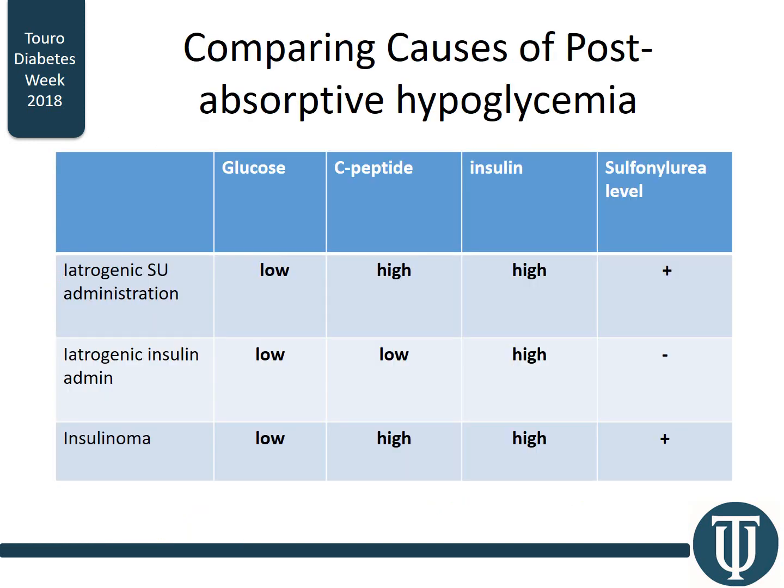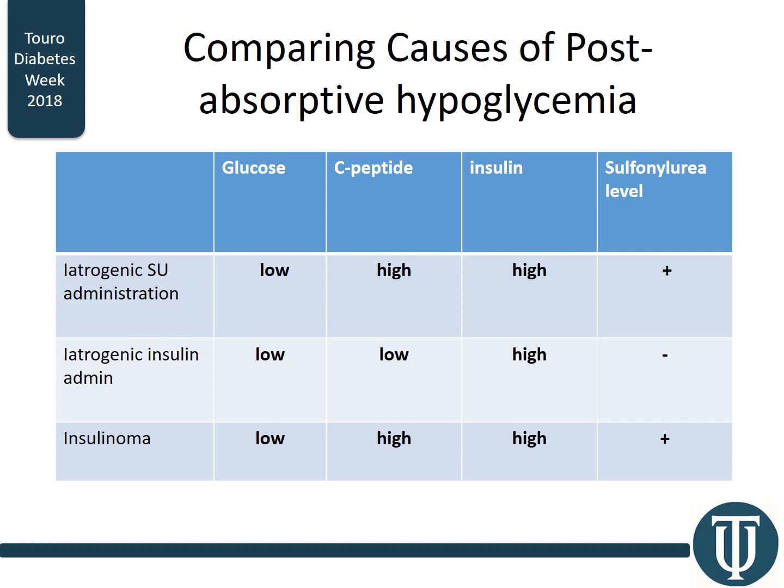So this graph is really meant to compare the causes of post-absorptive hypoglycemia. So again, I have someone who I suspect has post-absorptive hypoglycemia. I've already documented a low reading. And if you look at someone who's been given a sulfonylurea, we know their glucose is low. Their C-peptide is high because the sulfonylurea is stimulating endogenous insulin production, and their insulin level is high. If you draw a lab and you get a sulfonylurea level, it's going to be positive. So this is the way that you're able to diagnose that.